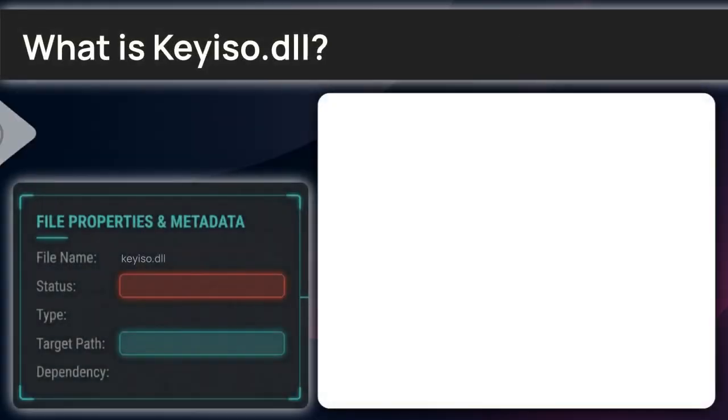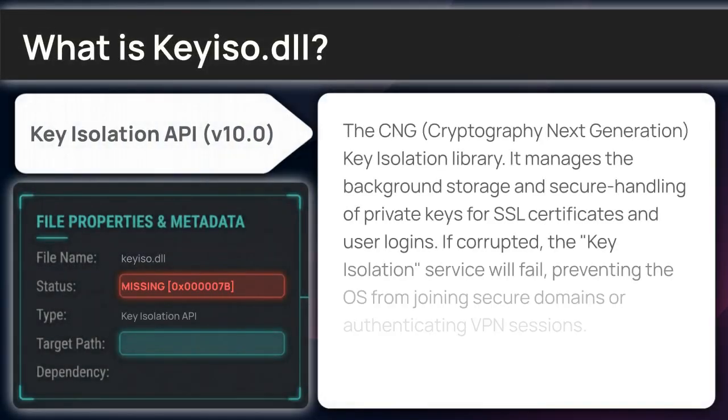This is the CNG Key Isolation Service, the Cryptography Next Generation Key Isolation Library. It manages the background storage and secure handling of private keys for SSL certificates and user logins. If corrupted, the key isolation service will fail, preventing the OS from joining secure domains or authenticating VPN sessions. Now let's get this fixed up.